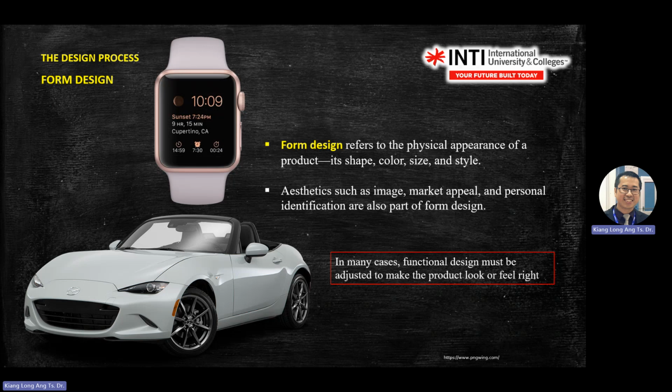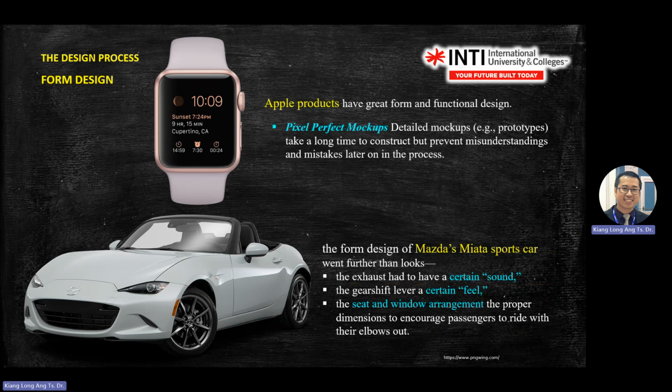Form design is like form design. When you write form design, don't always repeat the word form. Try to use the word aesthetics. Form is another word, use aesthetics and so on. It is how the product looks, form design. Apple products, all these things. So, for example, form design, other than looks, what are the features? For example, the exhaust of Mazda, you have different sounds if you know about cars. Then the gear shift lever, the grip is different. Then the seat and window arrangement is also a bit different. The way they design these two seats and how the window and the roof come out from the back. These are form.